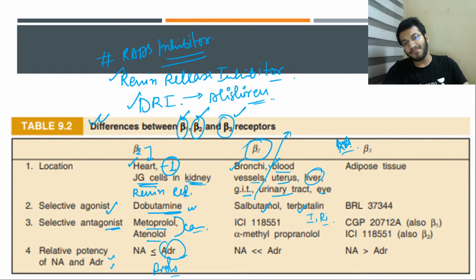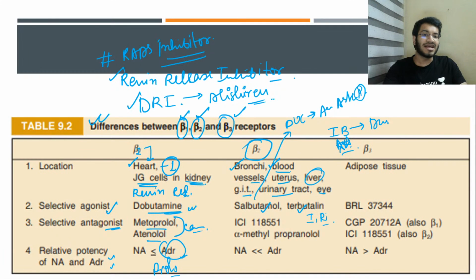Salbutamol is the drug of choice for acute asthma attack, right? And it is combined with ipratropium bromide, and the combination is called Duolin, right? And the selective antagonist is propranolol, and it also has a relatively higher potency with adrenaline. Beta 3, they are only present on the adipose tissue, and this is what you should remember.